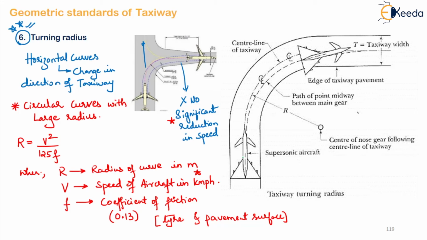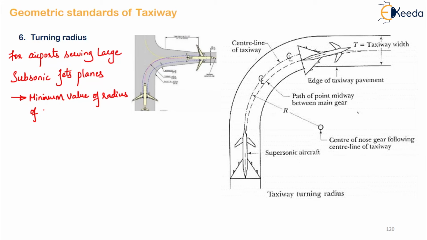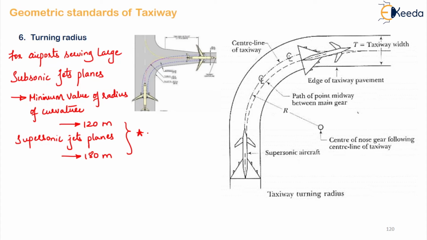In case your airport serves large subsonic jet planes, the minimum value of radius of curvature is taken as 120 meters irrespective of the speed of the aircraft. In the same way, if we are going for supersonic jet planes, then the minimum recommended is 180 meters. Again, both of these are irrespective of the speed of aircraft.